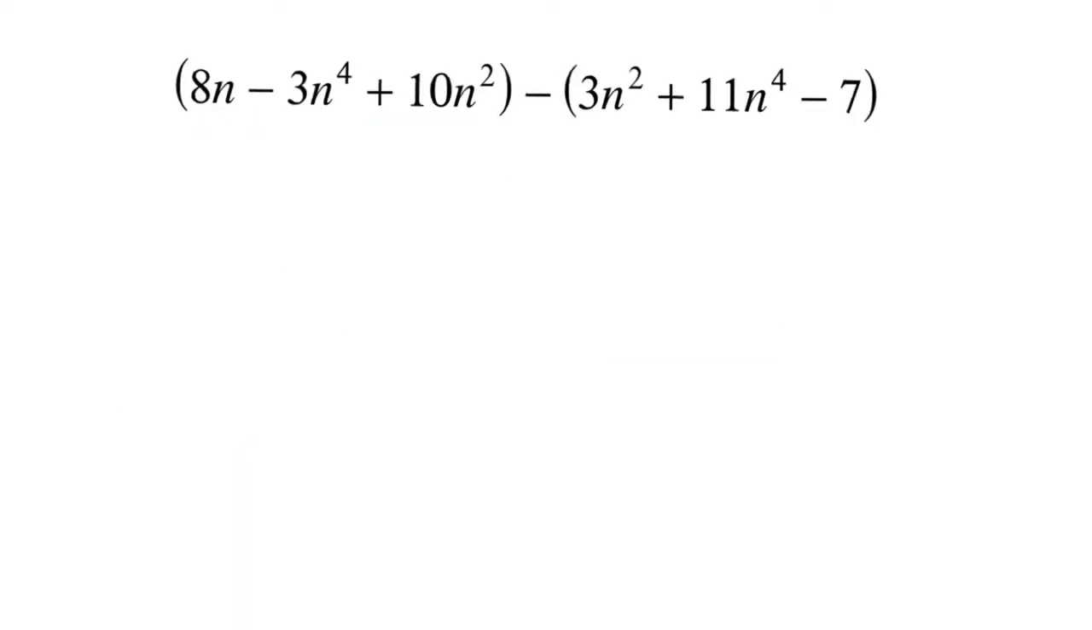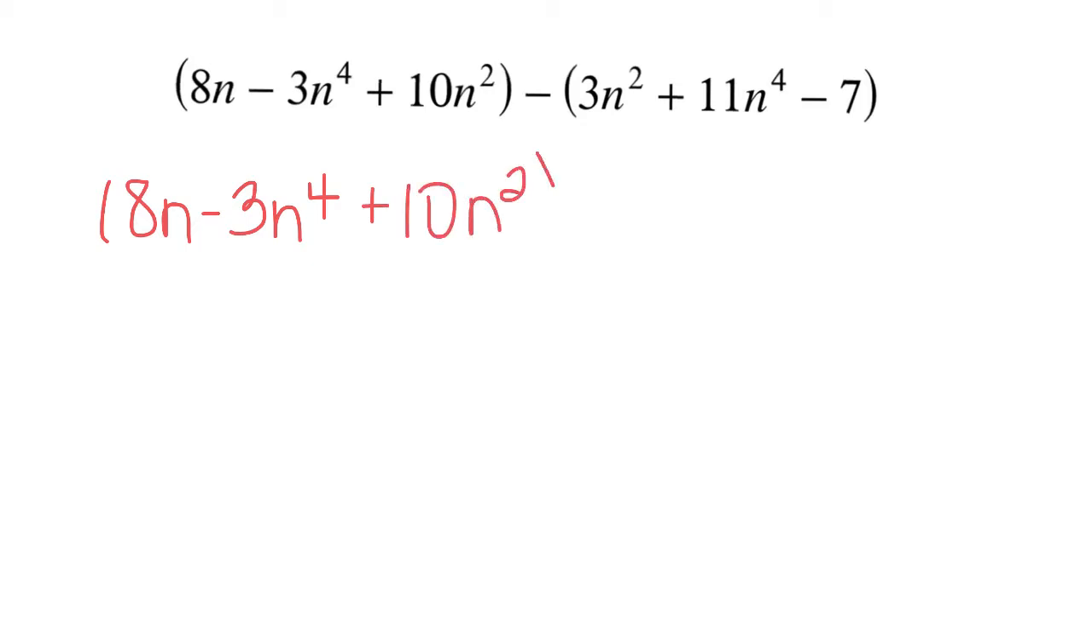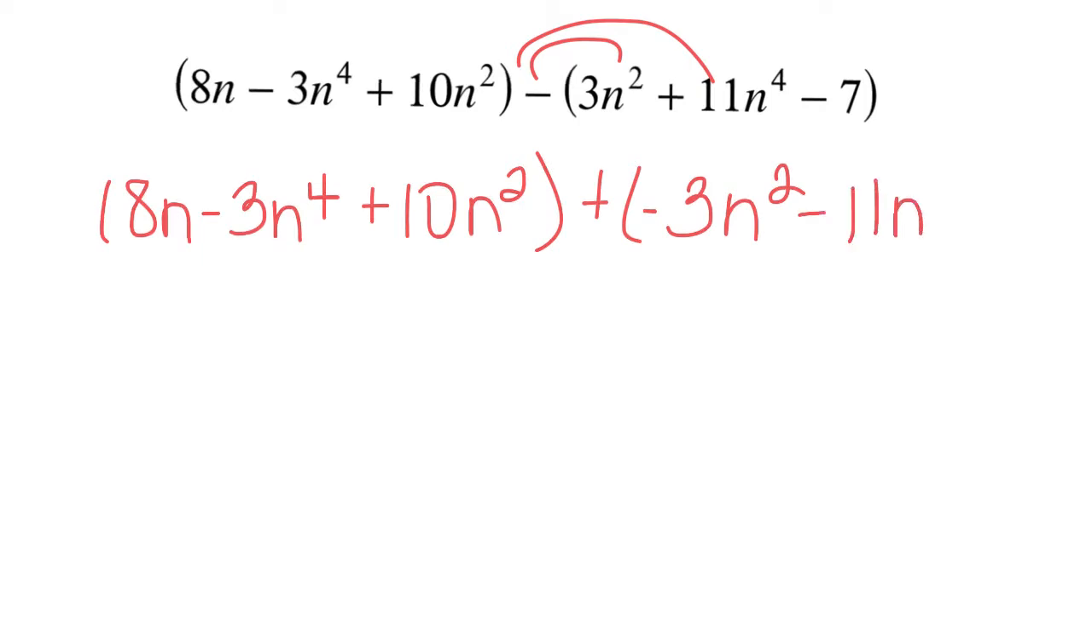Here's our next example. I am going to distribute this one because I did not distribute the last one. So I'm going to bring down my first part, 8n minus 3n to the 4th plus 10n squared. It's now going to be addition. A negative times a positive is negative 3n squared. A negative times a positive again is a negative, negative 11n to the 4th. And a negative times a negative is positive, so that's going to change to plus 7.